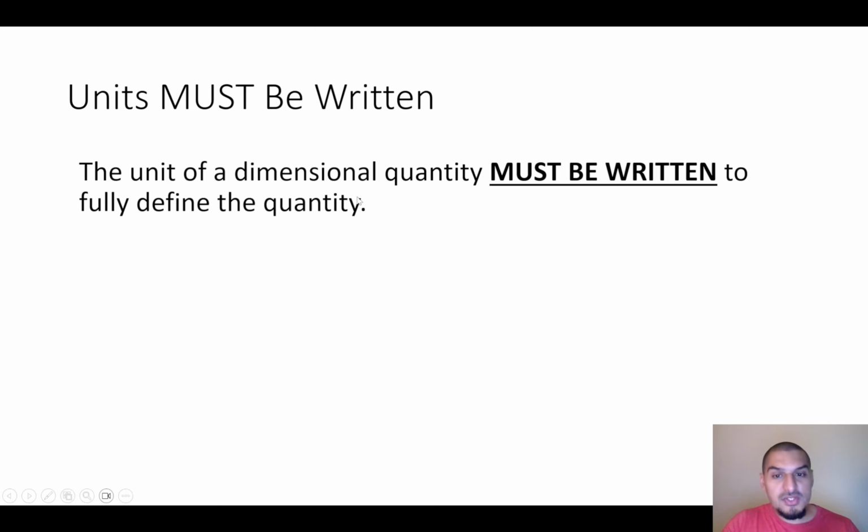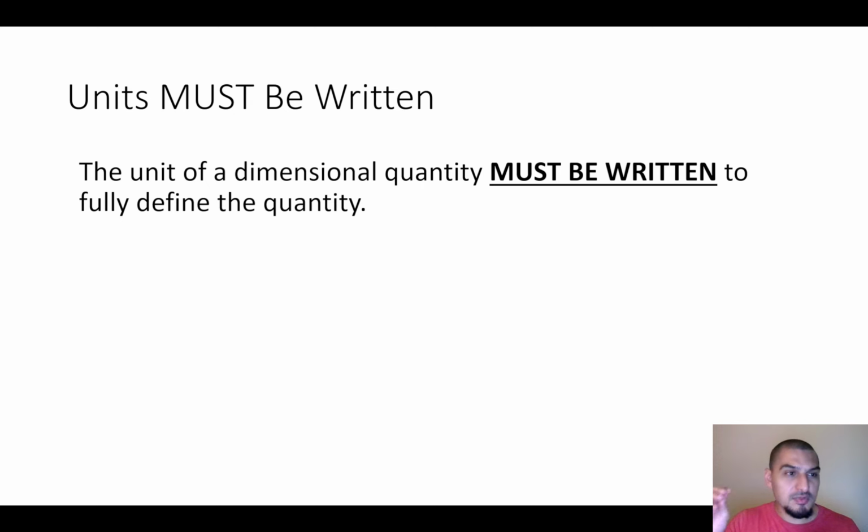Units of any dimensional quantity. I'm going to tell you shortly or next time what we mean by dimensional quantity. But for now, a dimensional quantity is a quantity that has dimensions, has units. There are some quantities that don't have units, and we will take some examples in this chapter and the next one. But if you have a dimensional quantity, which means that it's a quantity that has units, then the units must be written.